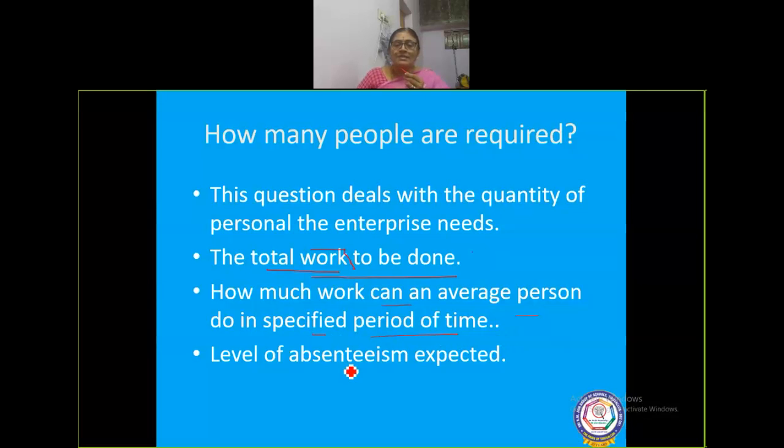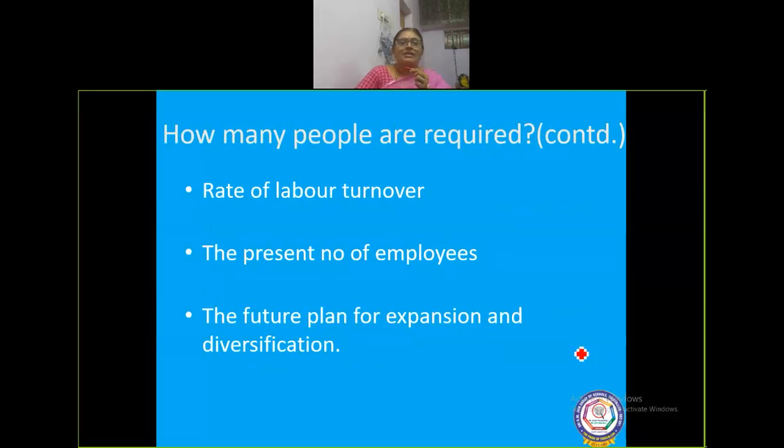Level of absenteeism expected. Approximately, if this many people are absent, how will you arrange substitution? You have to substitute the work. You cannot stagnate your work, right? You cannot hold the work, saying okay, when the person comes back, then I will continue with the flow. When somebody is absent, how are you going to replace them? So you cannot have the exact number. You should have one or two people extra, right? So how many people are required is very, very important.